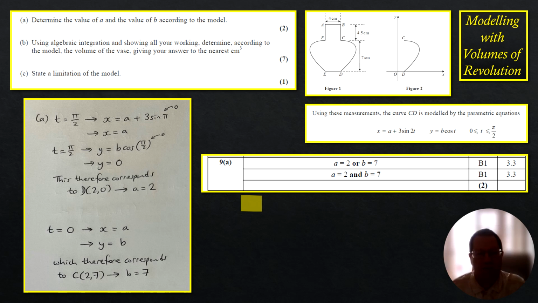That means that where C is will be the other end, when t is 0. So substituting that into the equations, we get x equals a and y equals b. And as we know that it's 7 centimeters from the x-axis, that means that b must be 7.